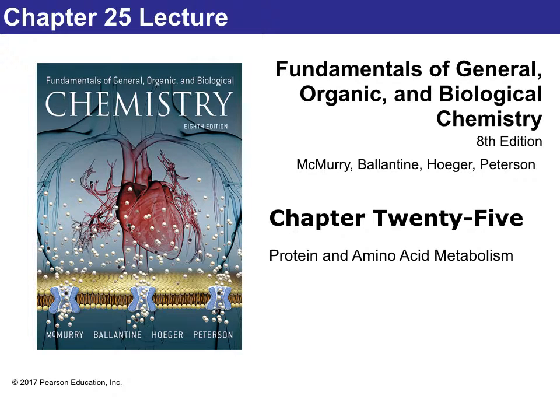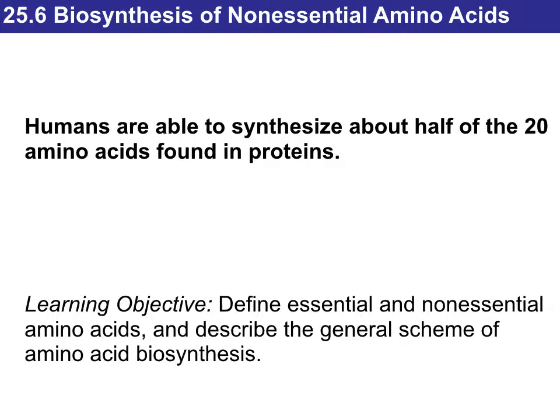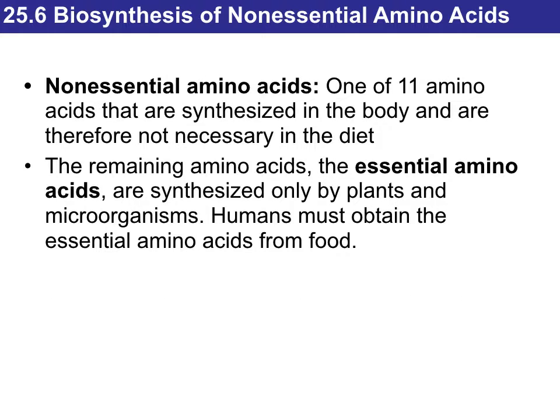This is the last part for that chapter 25 on protein and amino acid. We are going to look at here the non-essential and essential amino acids. So there are 20 amino acids found in protein, and about half of them can be synthesized by humans.